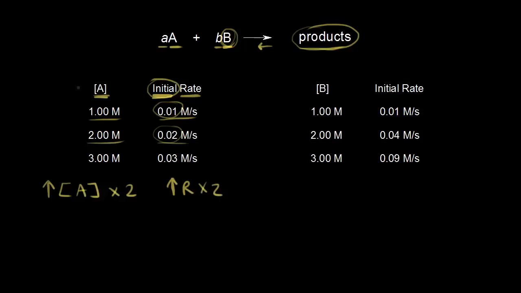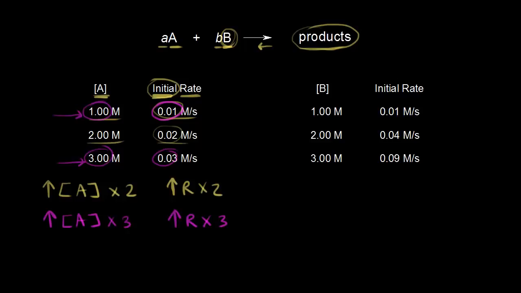All right, let's compare our first experiment with our third experiment now. We're going from a concentration of A of 1 to a concentration of A of 3. So we've increased the concentration of A by a factor of 3. And what happened to the rate? The rate went from 0.01 to 0.03, so the rate increased by a factor of 3.